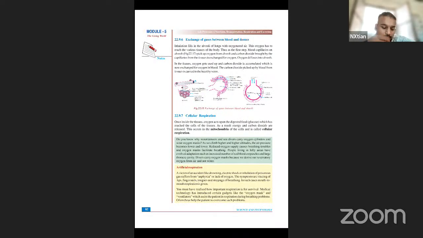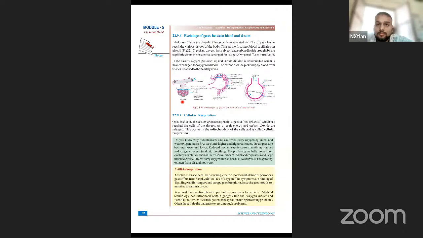Now read this: exchange of gases between blood and tissues. This is also an important part; they can ask you. Inhalation fills the alveoli of lungs with oxygenated air. This oxygen has to reach the various tissues of the body. Thus, as the first step, blood capillaries on the alveoli pick up oxygen from the alveoli, and carbon dioxide brought by the capillaries from the tissue is exchanged for oxygen.